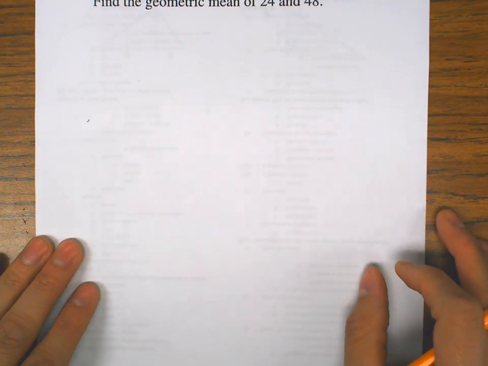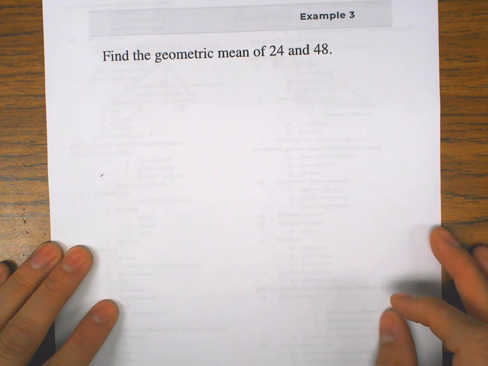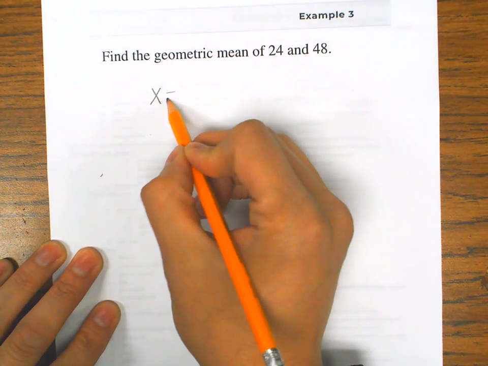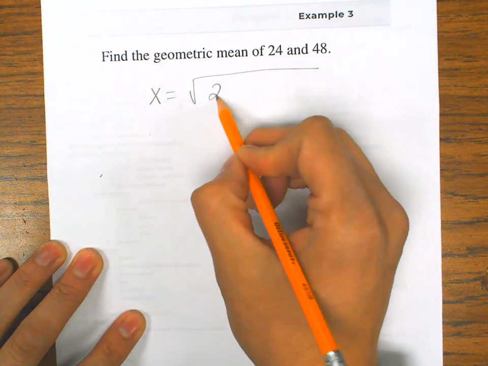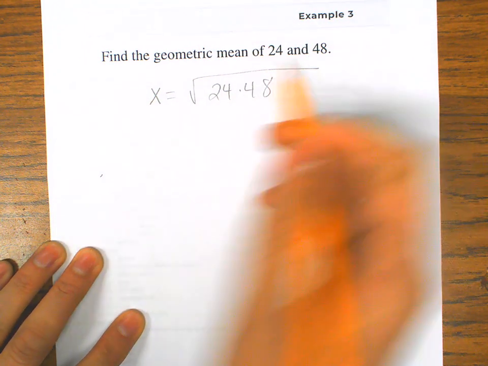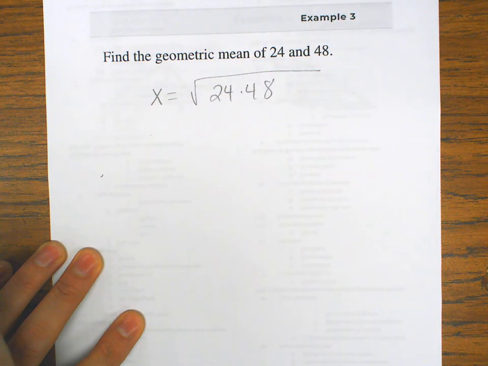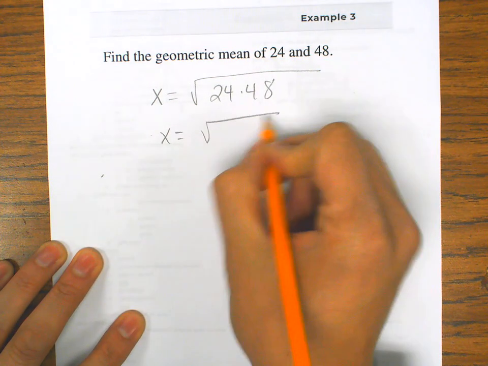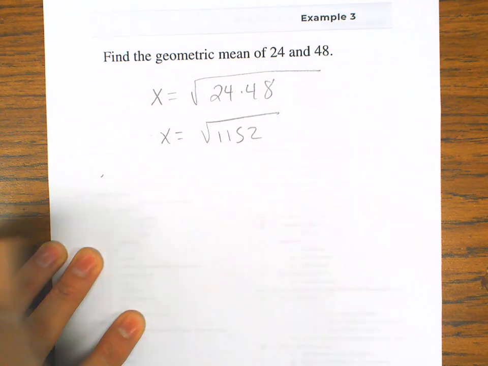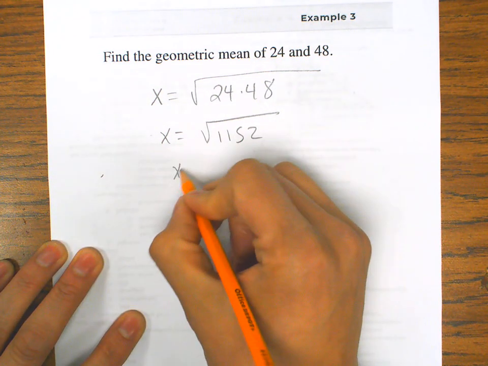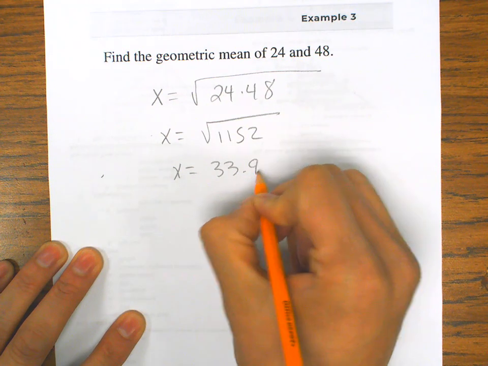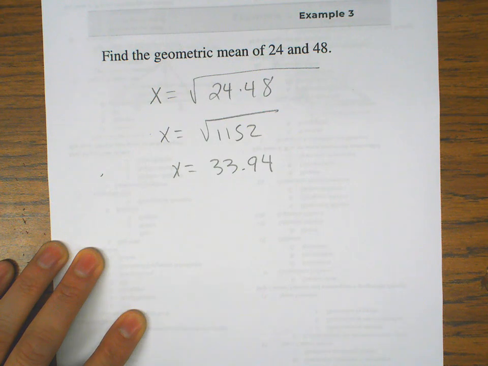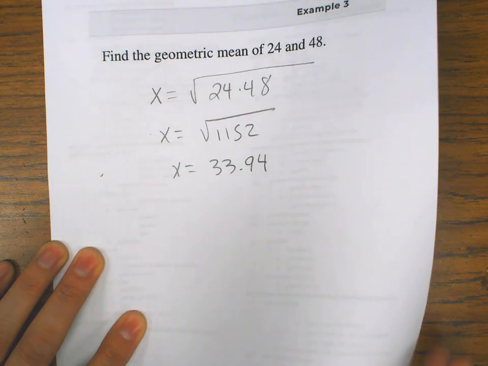All right, this one's easy. Find the geometric mean of 24 and 48. So x is going to be the geometric mean between 24 and 48. All you have to do is 24 times 48, and that is going to be the square root of 1,152. When I take the square root of that, it is about 33.94. So that's example number 3.